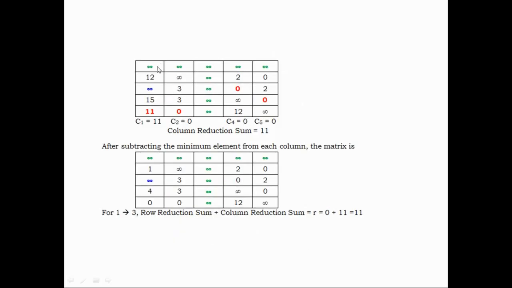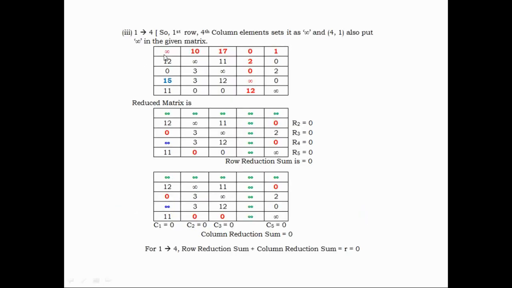In the same way, in the first column 11 is the minimum element. Subtract that 11 from all the other elements of that column. And C2, C4, C5 are zeros only. Column reduction sum is 11. After subtracting the minimum element from each column, the matrix is like this. And for 1 to 3, row reduction sum plus column reduction sum, that is the R value, equals 11. In the same fashion, calculate the distance from 1 to 4.